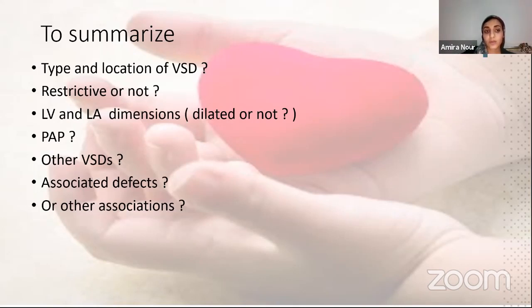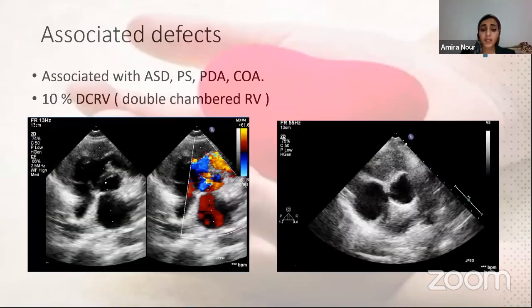Again, I just want to summarize after we finish the part of the echocardiography. You should ask yourself the following questions. What is the type and location of the VSD? Is it restrictive or not? Dimensions of the left atrium and left ventricle, pulmonary artery pressure. Scan the septum for other VSDs. You should exclude other associated defects, or as we explained, the common associations with the different types of VSD.